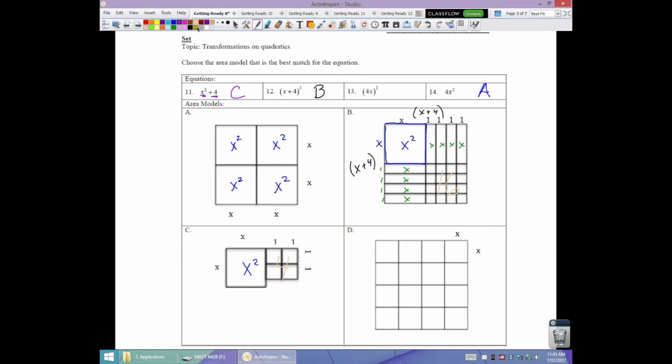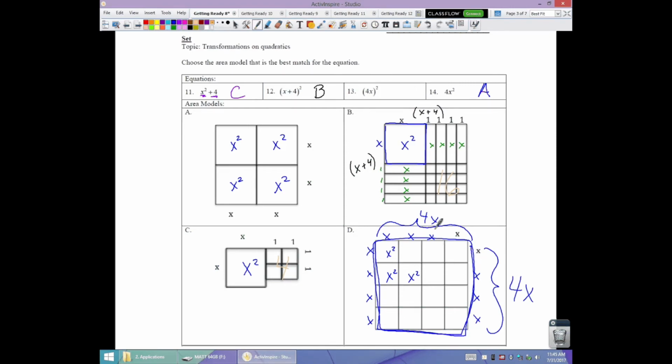And lastly, D must be number 13, but let's see why. This is that we have 4 of the large x by x tiles. So each one of these is x squared. Each side of this overall big square, each side is 4x. So the area of the entire square would be 4x times 4x, or another way to write that, quantity 4x squared. So 13 is D.